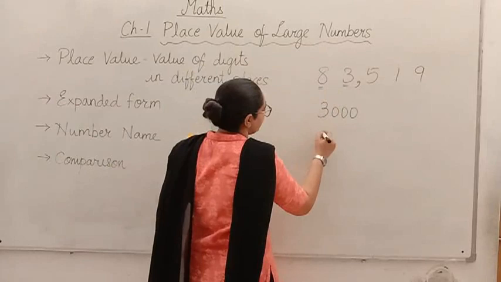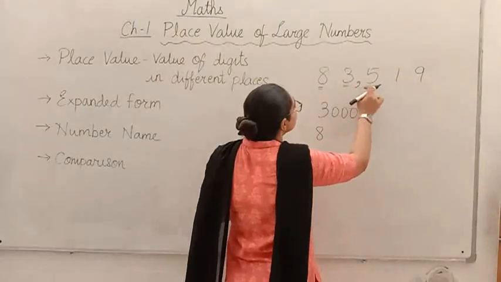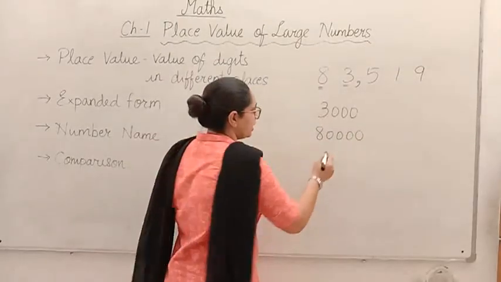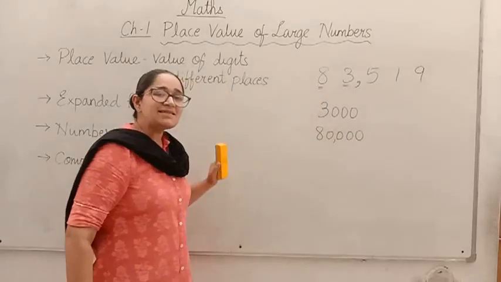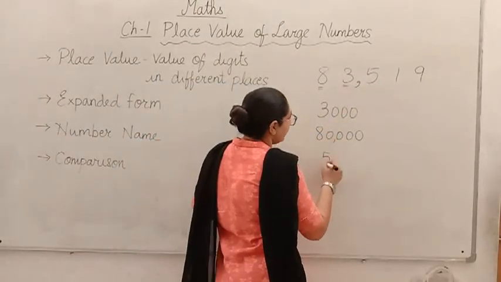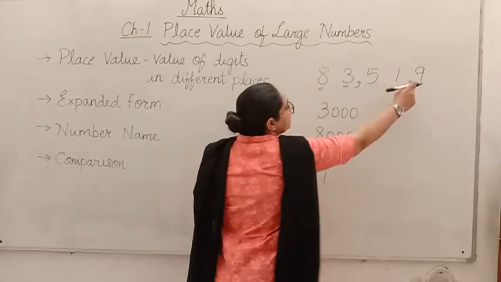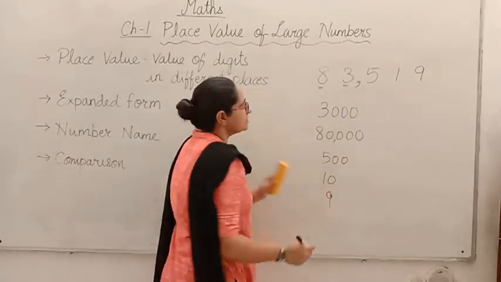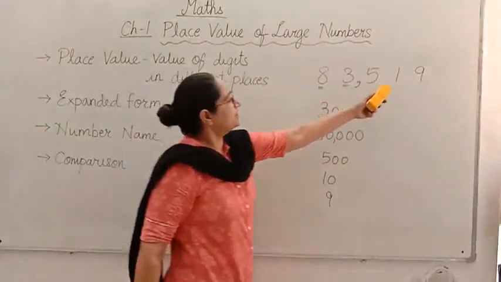Similarly, if 8 is the digit whose place value I want, I write 8. After that, how many digits? 1, 2, 3, 4. So 80,000 is my place value of digit 8. Similarly, for 5 it will be 2 zeros, so 500. For 1, 1 zero after, so 10. And for 9, it remains 9 since there is no digit after it. So 9 is my place value of digit 9.